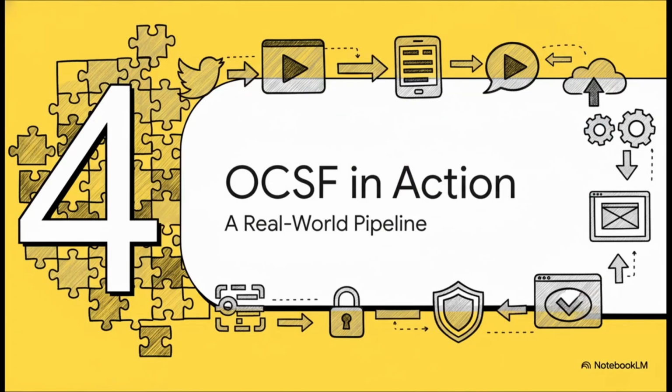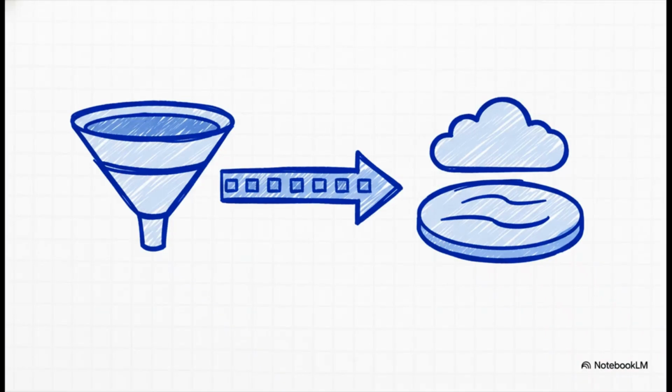Okay, theory is great, but is anyone actually using this? Does this work in the real world? Oh yeah. Let's take a look at a real-world data pipeline. A fantastic real-world example of this in action is the integration between a tool like Cribl, which is an observability pipeline, and Amazon Security Lake, which is a service built from the ground up on the OCSF standard.